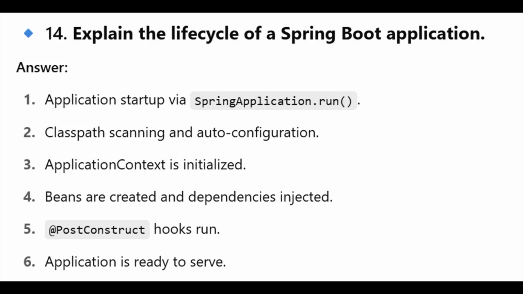14. Explain the life cycle of a Spring Boot application. Answer. Application startup via SpringApplication.run. Classpath scanning and auto-configuration. Application context is initialized. Beans are created and dependencies injected. @PostConstruct hooks run. Application is ready to serve.